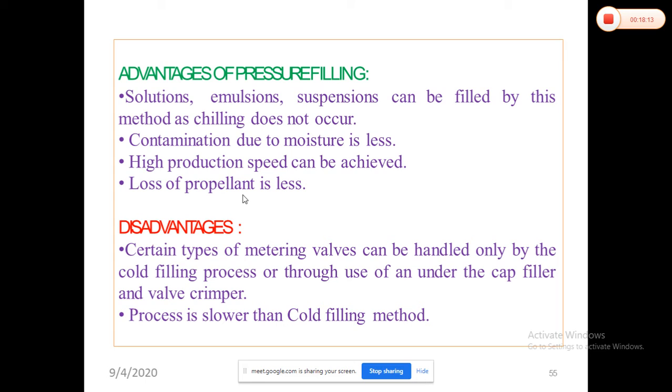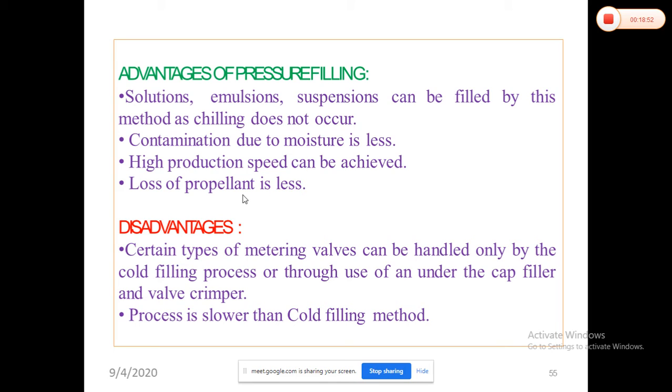Then these are the advantages of the pressure filling apparatus. Here the solutions, emulsions, suspensions can be filled by this method as chilling is not required, as compared to the cold filling method and compressed gas filling method. The contamination due to moisture is less because whatever product concentrate we are feeding is under specific conditions, and the propellant is added through the small openings of the stem of our valve assembly, so contamination is avoided.